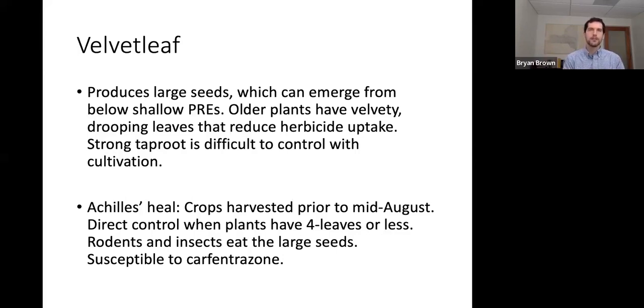And you do have a small window to control it using post-emergence herbicides or cultivation. When the plant has 4 leaves or less, it's at its most susceptible stage. Because those seeds are so large, they'll stay on the soil surface. And actually, a lot of mice and beetles eat those seeds, which can be really helpful and control up to 50% of the seeds sometimes. And it's very susceptible to carfentrazone, which you may know as AIM.